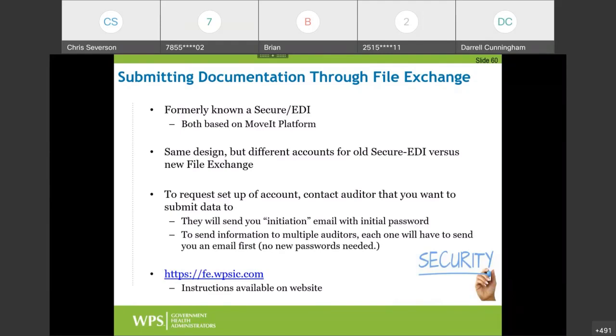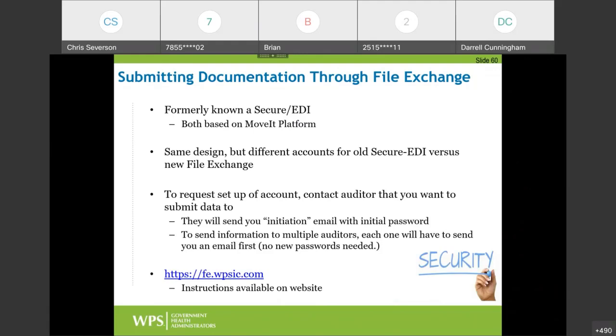To request the setup of the account, if you've not used the new file exchange yet, just like before, you just need to contact the auditor that you're dealing with and send them a regular email, and they'll respond with an initiation email through file exchange, and then they'll send you your initial password. Now if you do want to send information to multiple auditors, each one is going to have to send you an email first. You need to be set up by each auditor.